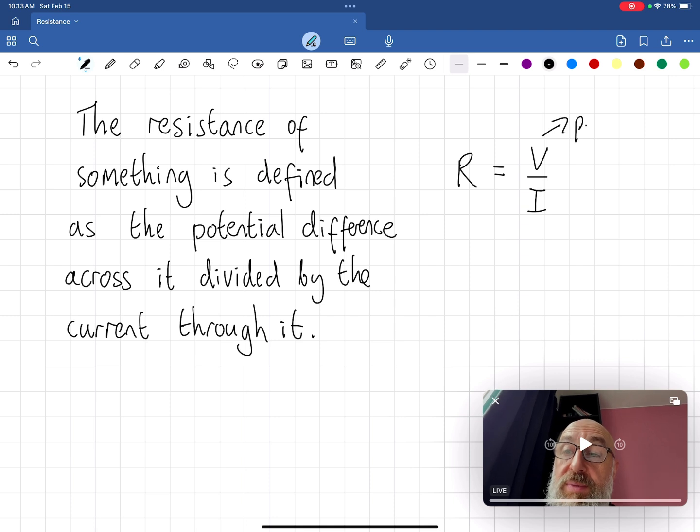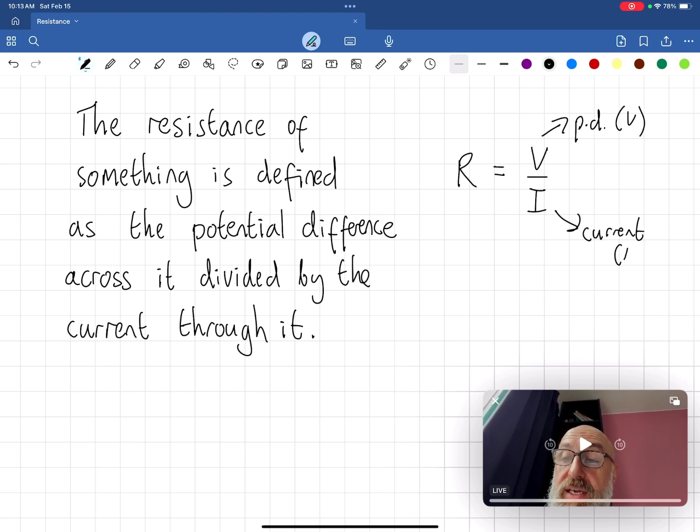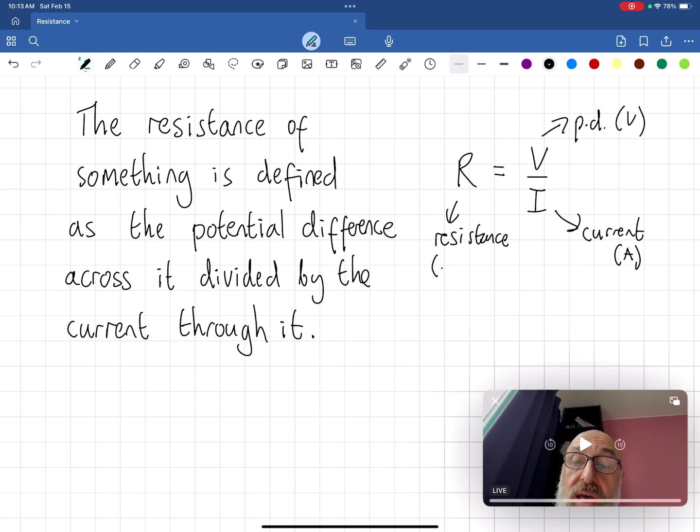V stands for the potential difference, which we're going to measure in volts. I stands for the current, which of course we're going to measure in amps, and R stands for the resistance. And the units for resistance, which I mentioned a moment ago, are these things, ohms. We use the capital omega sign for that. The actual word is there, ohms.